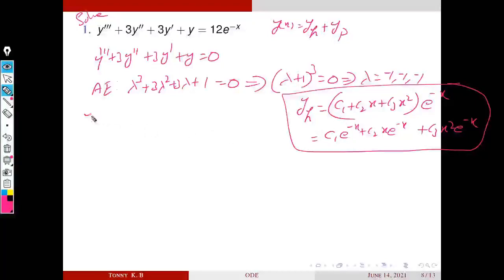Next we have to choose YP. What is our YP? The right hand side is of the form some k e raised to gamma x, isn't it? So its YP from our table 1 is a e raised to minus x. Okay, so there is a problem. What is our problem? This a e raised to minus x is a part of this YH. Or we can say that this YP is a solution of this homogeneous equation, because if we choose C2 and C3 equal to 0, we get the same solution.